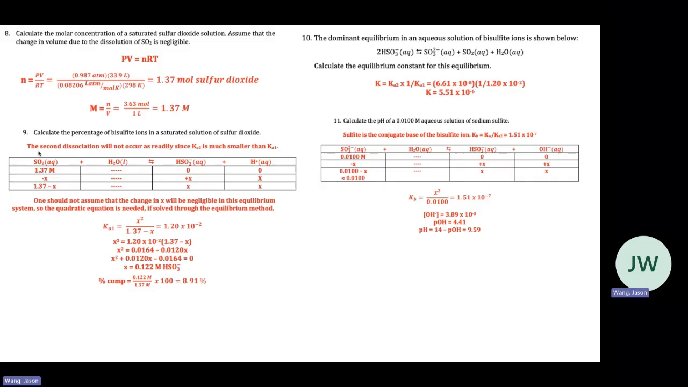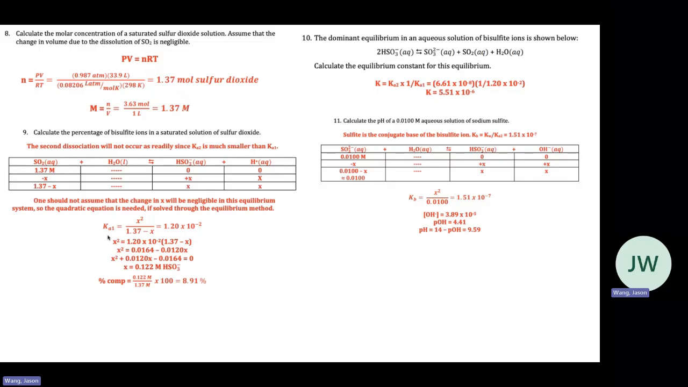We see that we have that table set up, and we would have to do a calculation to find x, right? X would be represented by those bisulfite ions, right? So we set up this RICE table here, and then we calculate for x, and we find our percent composition eventually as well, okay?